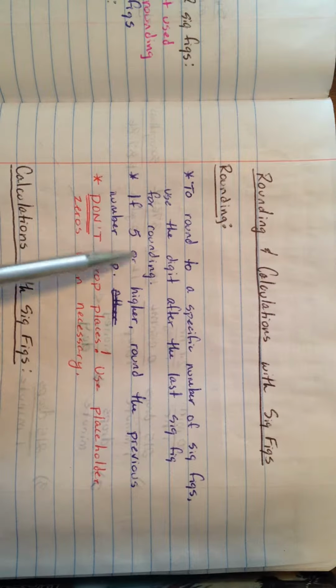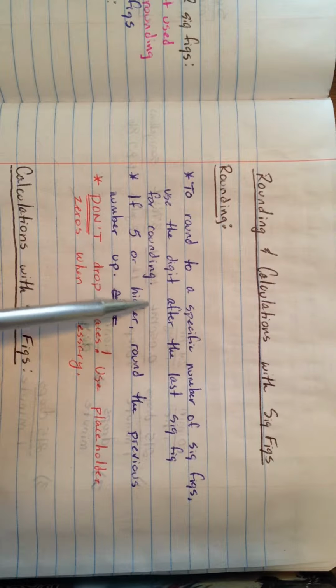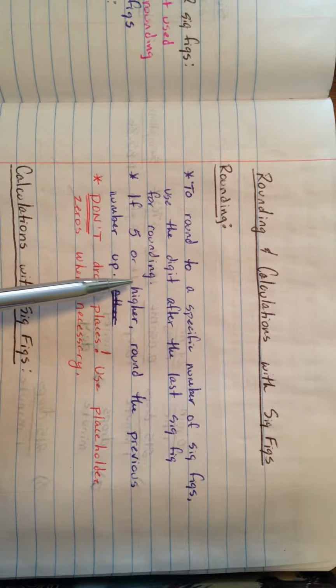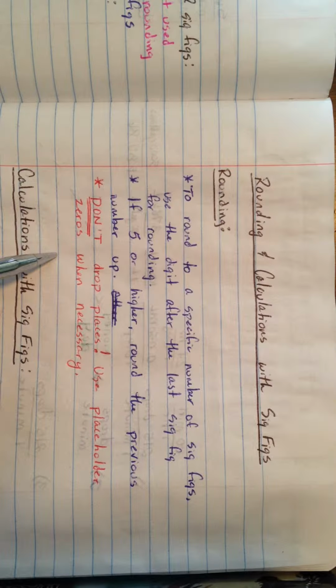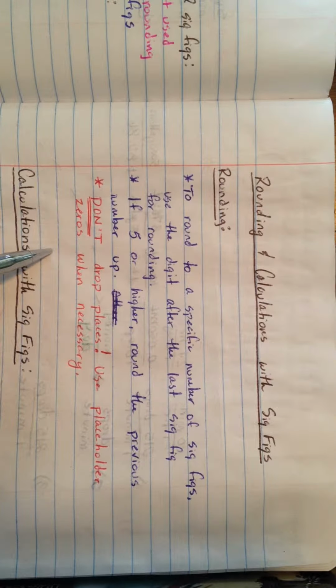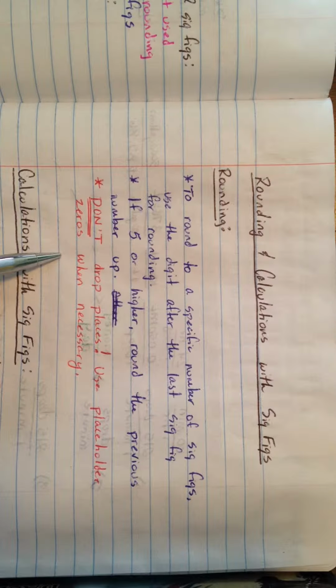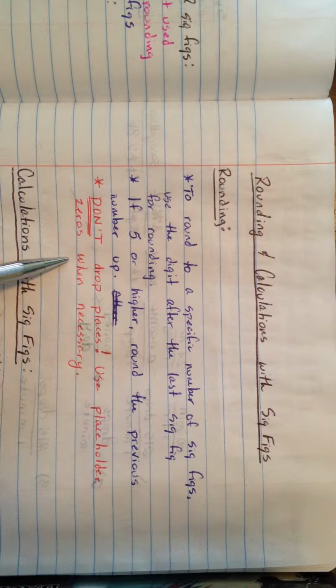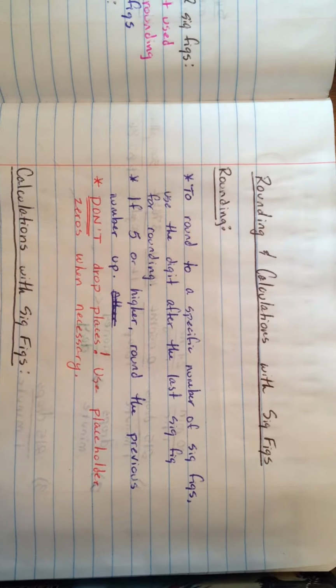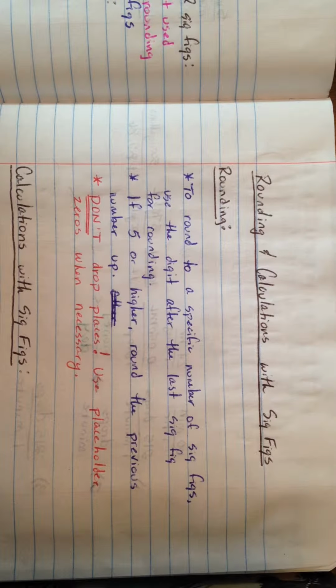When we're rounding with significant figures, we want to use the digit after the last significant figure for rounding. So we're going to look at a number, determine how many significant figures we want that number to have, and then the next number, which will be non-significant, that's what we're going to use for rounding. But make sure that whenever you're rounding for significant figures, you never drop places. You want to use placeholder zeros when necessary, but you don't want, for example, to round 387 to 4. That would be a truncation error is what we call that. So don't drop places, instead use placeholder zeros.